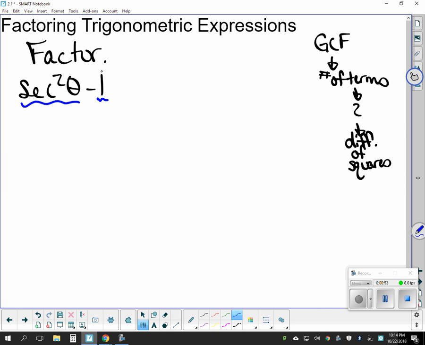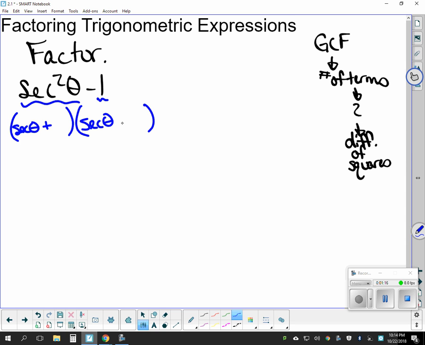Certainly, this is a difference of squares. This is clearly something squared. This is clearly a difference. And 1 is something squared. It's 1 squared. Okay, so that is factorable. Well, the way you factor a difference of squares, it's 2 binomials. What do you square to get secant squared? You square secant. That goes first in each one.